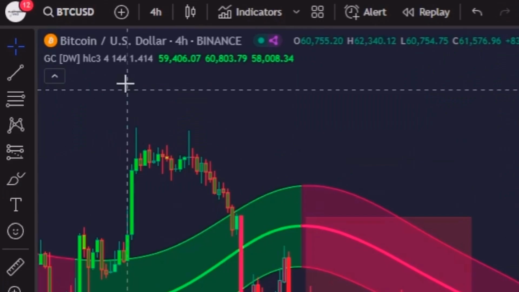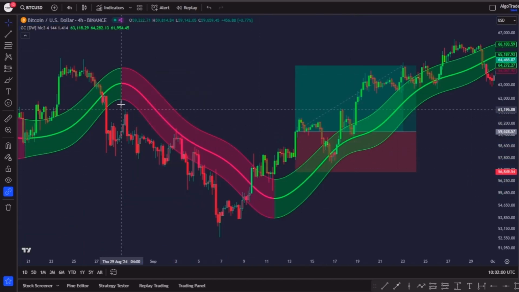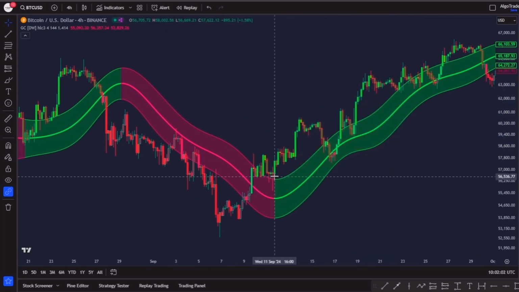Regarding the settings, I will use the default ones, but I will also use the reduced lag mode, which will help us to enter in profitable trades as early as possible.